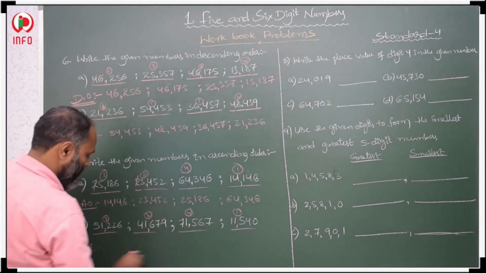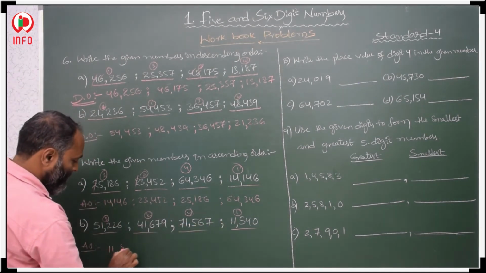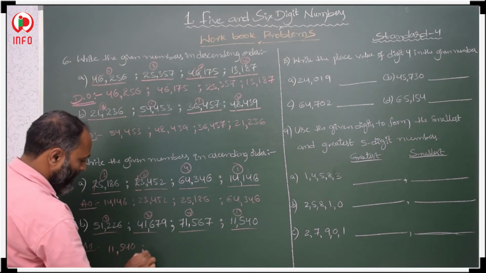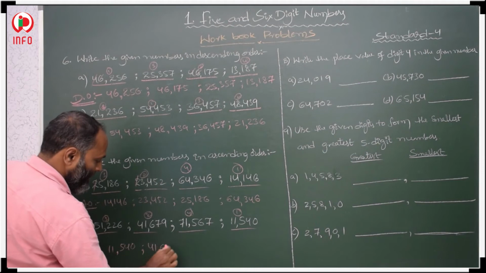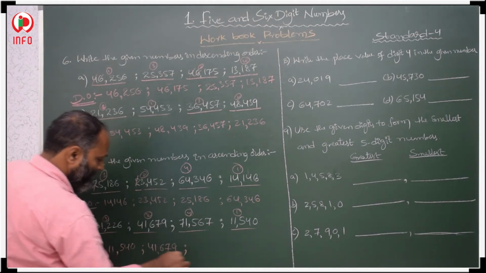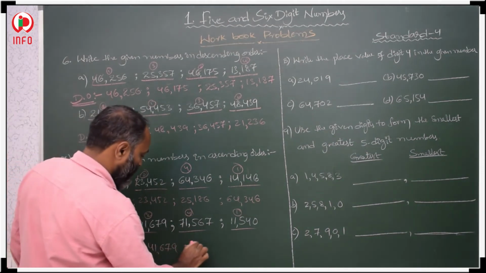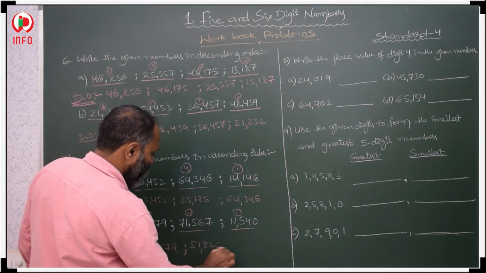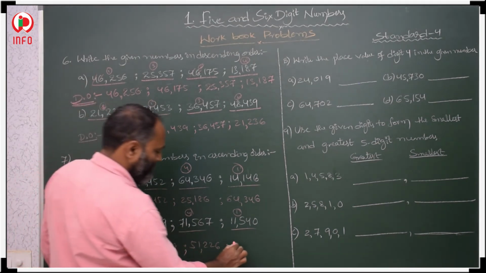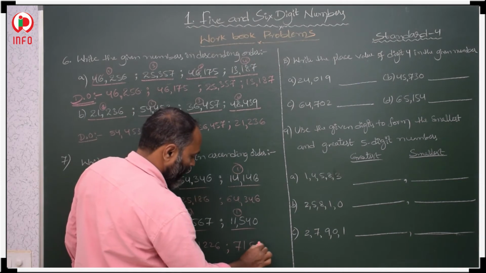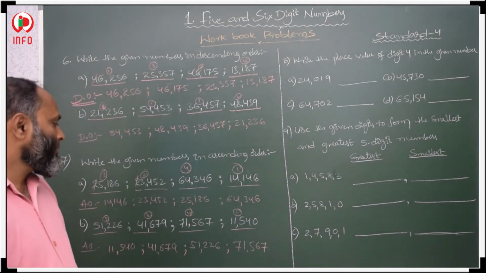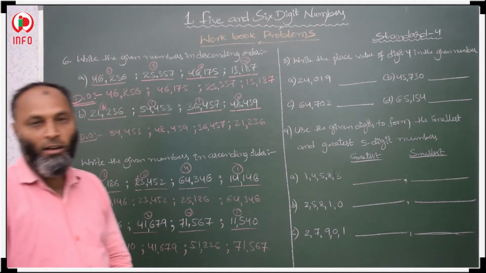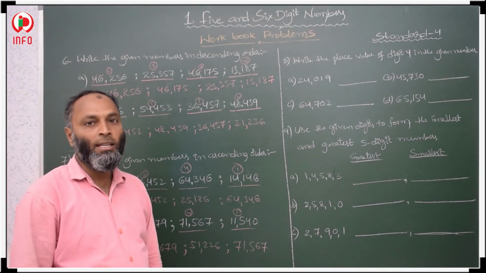First, which one is the least? 11,540, and a little bit bigger, 41,679, and the bigger one, 51,226, and the biggest one, 71,567. So in this way we have to arrange in ascending order as well as in descending order.